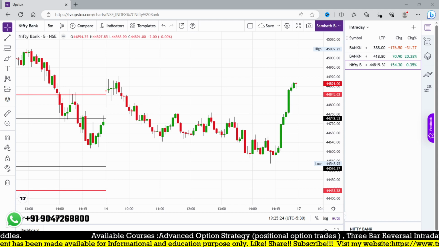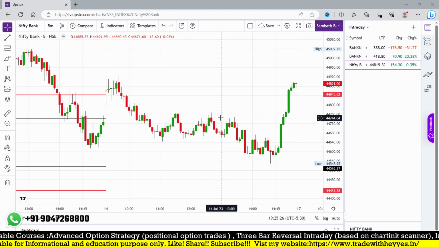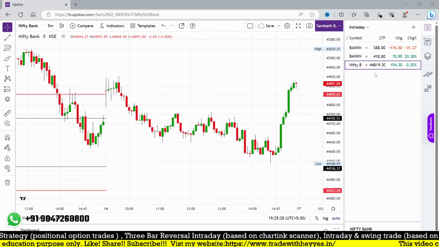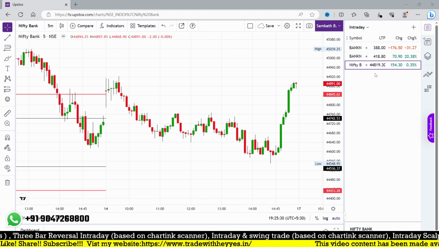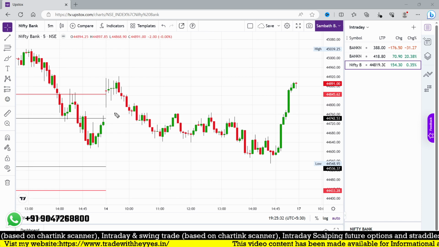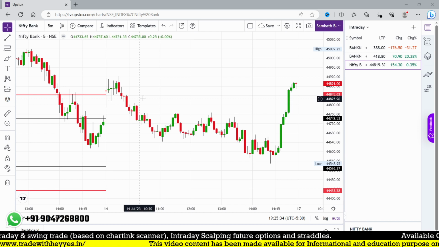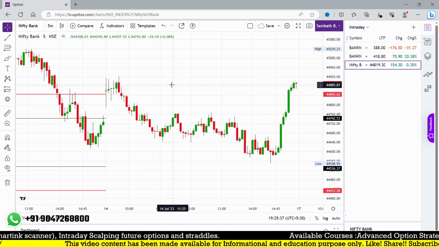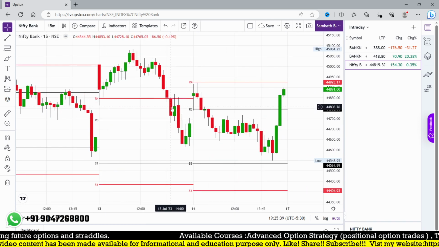Simply, the Camarilla consists of 4 levels. The important levels are R3, S3, R4 and S4. Here in this Camarilla chart, I am marking the R4, and I will show how I'm going to find the trade with the Camarilla strategy.